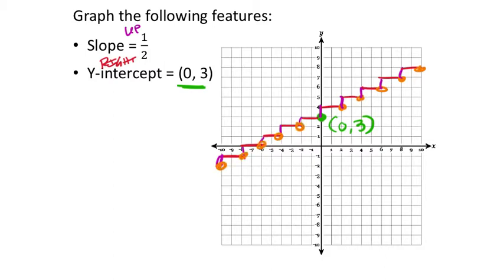Okay, now that I got those on the graph, I'm now ready to graph the line. So I'm just going to connect all the points. And this blue line is the line that represents a slope of 1/2 with the y-intercept of 0, 3. But hopefully you see at least the importance of the stair steps because you can do them to the right, you can do them to the left. It's a replication of all the stair steps. And yeah, hopefully that's good.